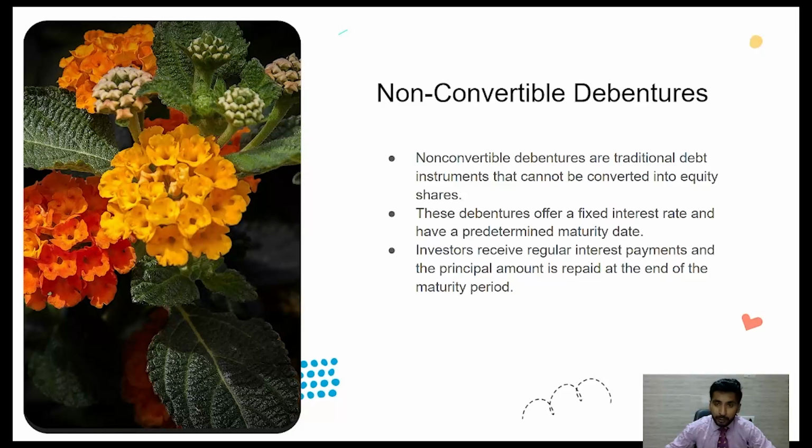Next up is the non-convertible debentures. Non-convertible debentures are traditional debt instruments that cannot be converted into any equity share. These debentures offer a fixed interest rate and have a predetermined maturity date. The investors receive regular interest payments and the principal amount is repaid at the end of the maturity period.